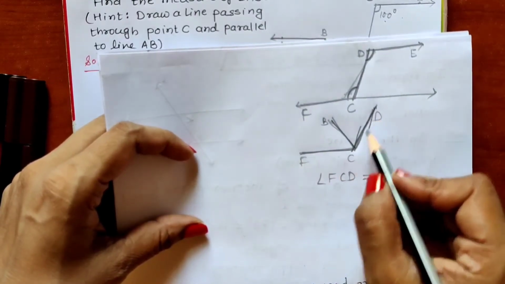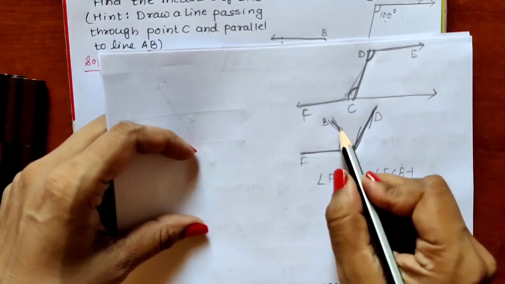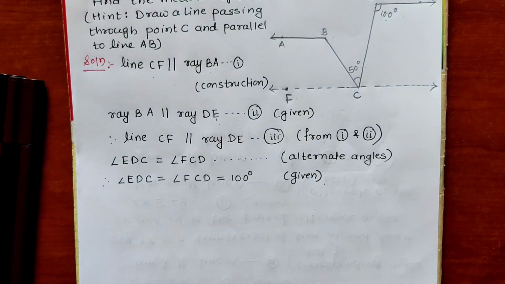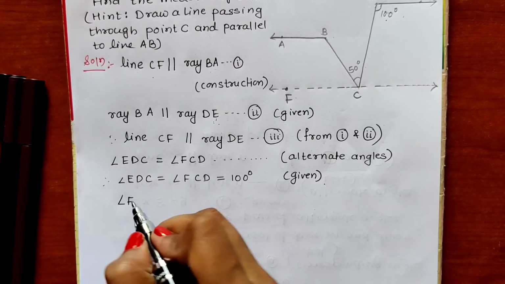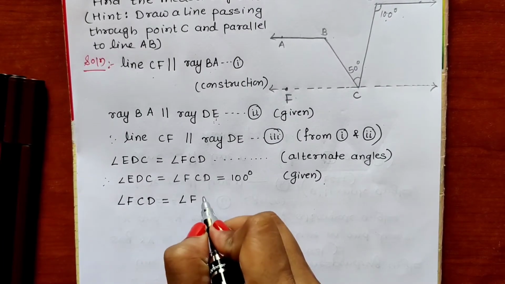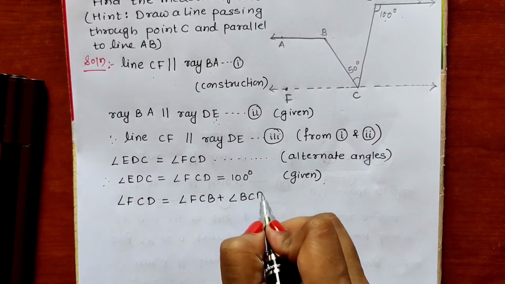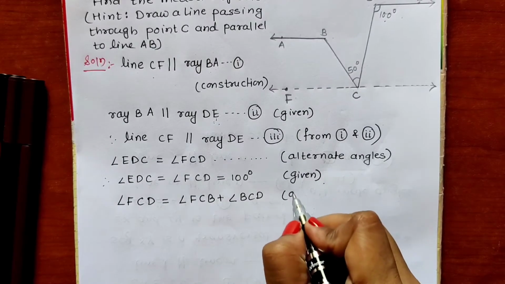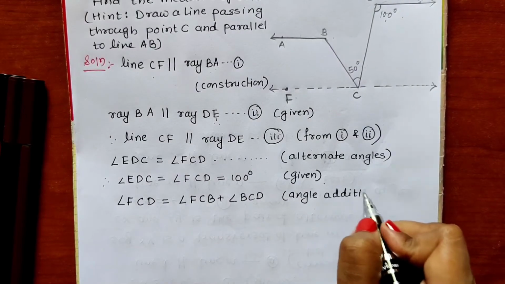That means angle FCD is the total of angle FCB and angle BCD. So here we will be writing angle FCD is the total of angle FCB plus angle BCD. What reason should be written for this? This can be written as the angle addition theorem. This is the angle addition theorem. Okay, always keep this in mind.